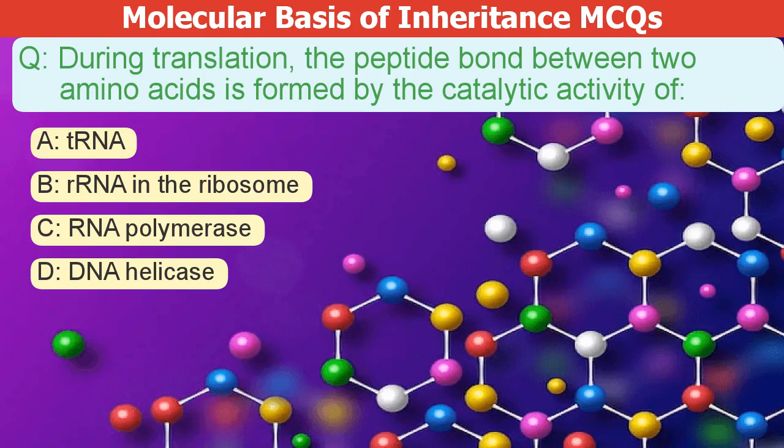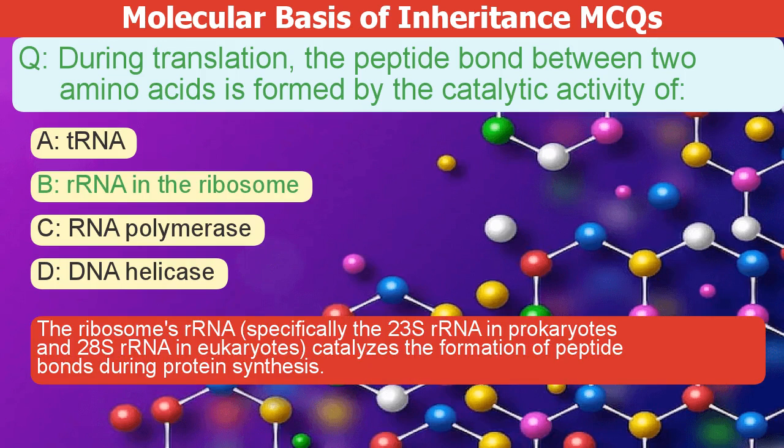During translation, the peptide bond between 2 amino acids is formed by the catalytic activity of: A. tRNA. B. rRNA in the ribosome. C. RNA polymerase. D. DNA helicase. The correct answer is B. The ribosome's rRNA, specifically the 23S rRNA in prokaryotes and 28S rRNA in eukaryotes, catalyzes the formation of peptide bonds during protein synthesis.